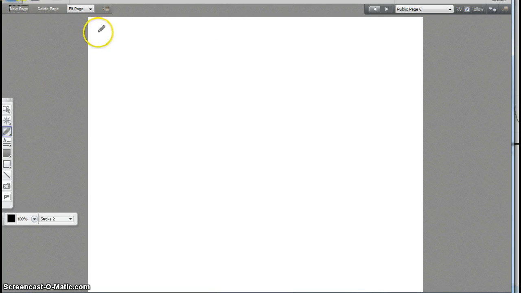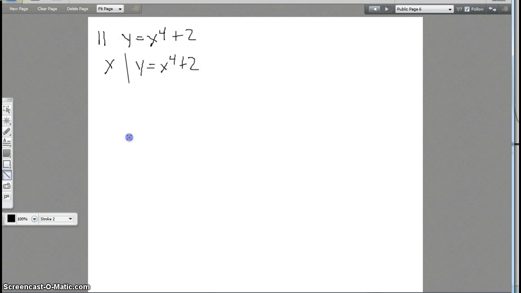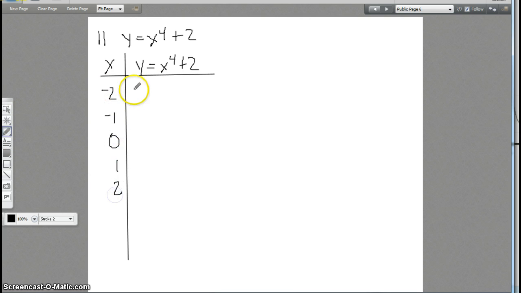Number 11 uses the equation y equals x to the 4th plus 2. So again, we're going to set up a data table with x and then y equals x to the 4th plus 2. So let me draw my lines. Okay. So again, we need to choose values of x. What I chose was negative 2, negative 1, 0, 1, and 2. And I'm going to plug this into our equation.